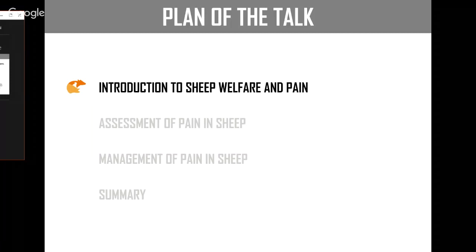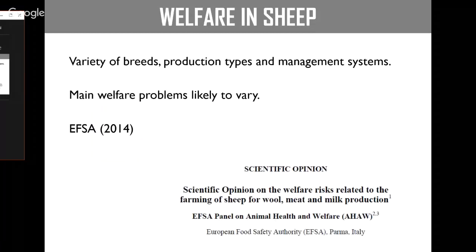Now, as for the introduction, the first question I would like to address is whether pain is a major issue in sheep welfare. Sheep production is very diverse. We have a variety of production types, meat, wool, milk. We have a variety of management systems ranging from very extensive to intensive, and we have a variety of breeds. So it might be that welfare problems vary according to breed, production type, and management system.